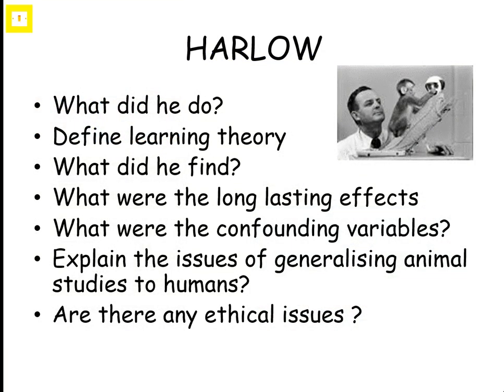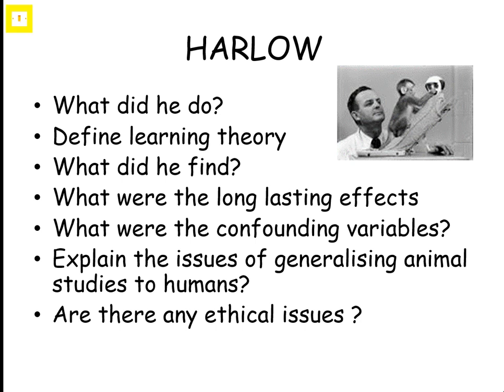And then you need to move on to the second piece of research, and this is Harry Harlow, and he looked at monkeys. And again, obviously I've said monkeys straight away, so you should think back about that first slide. So again, I'd like you to think about and look at what he did. Who did he use? What did he find? What were the long-lasting effects? Were there any confounding variables? Any ethical issues? Now, obviously, you're going to see a lot of ethical issues, in particular with this study as opposed to the other.